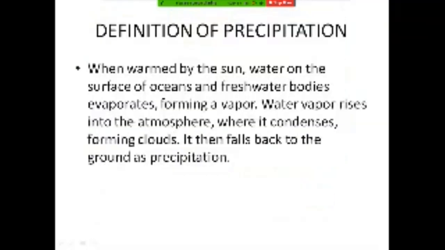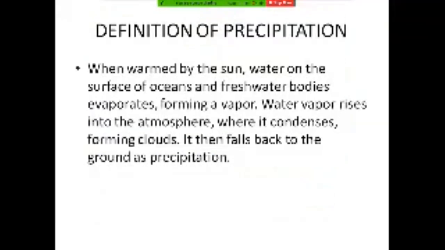Now, definition of the precipitation. When warmed by the sun, the water on the surface of the oceans and the freshwater bodies evaporates, forming a vapor. Water vapor rises into the atmosphere. When it condenses, means cools down, forming the clouds, then it falls back to the ground as a precipitation.